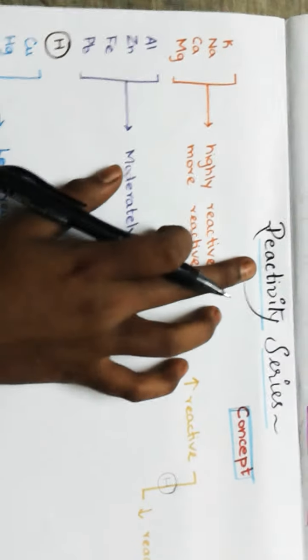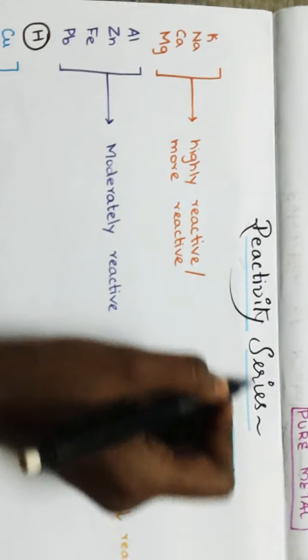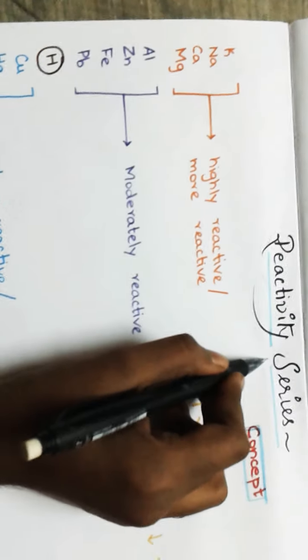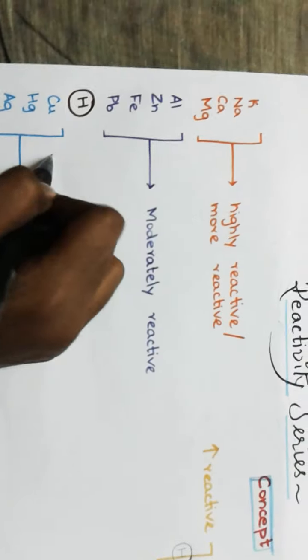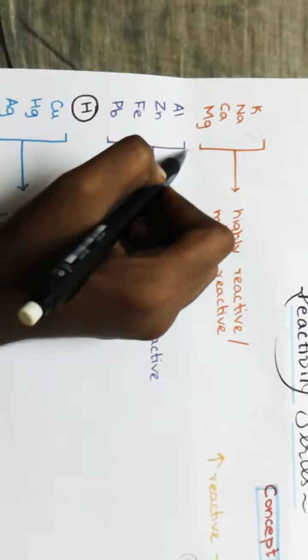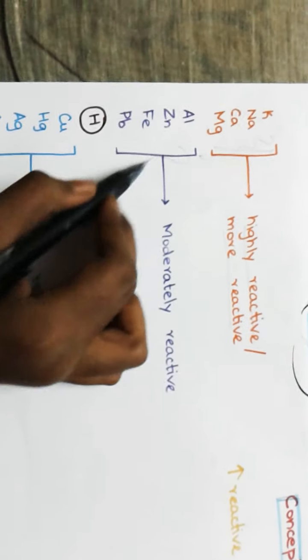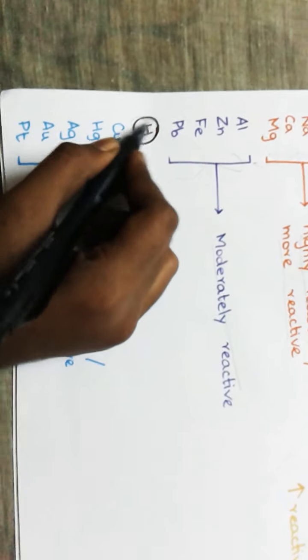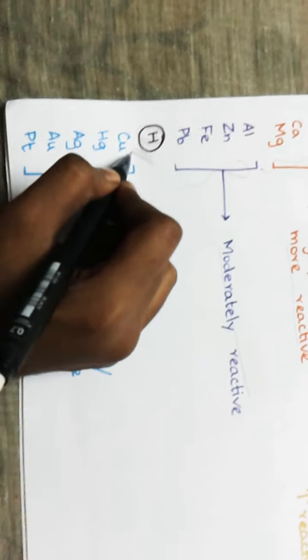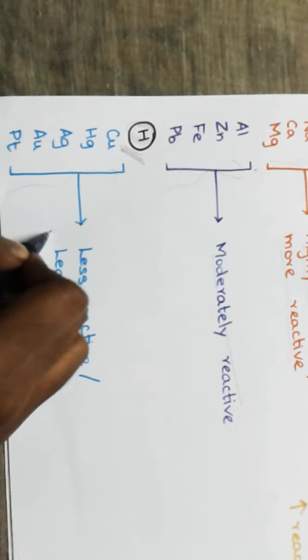Everything is based on the reactivity, so for this you should know what the reactivity series is. For this, I have shown it. Potassium, sodium, calcium and magnesium, all these four are highly reactive. Next, these are moderately reactive. Then in the center you have hydrogen, which is neutral, and the rest are less reactive.